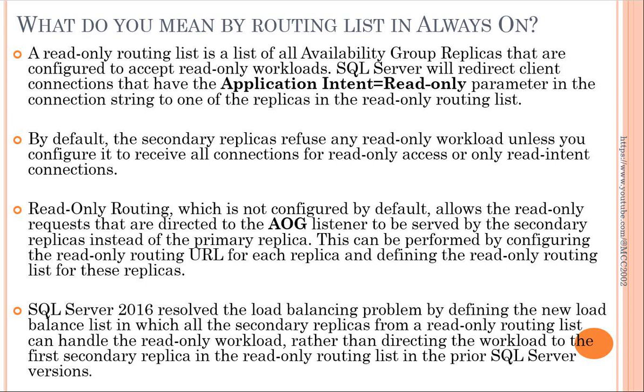SQL Server 2016 resolved the load balancing problem by defining a new load balance list, so all the secondary replicas in the read-only routing list can handle the read-only workload, rather than redirecting the workload to the first replica in the read-only routing list, as in the prior version. So this way you can route those read-only connections to the replicas.